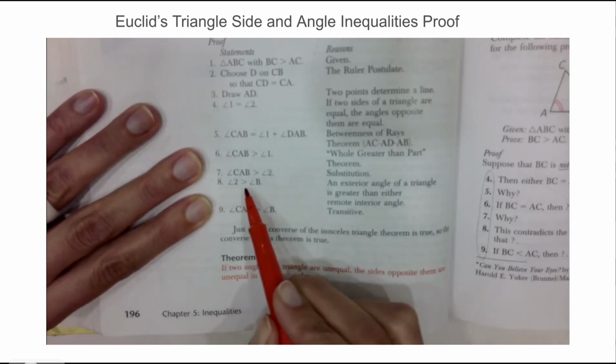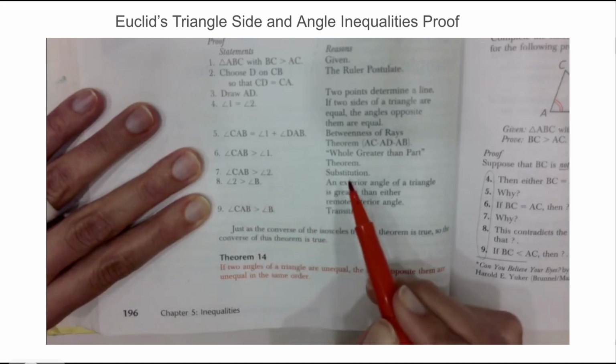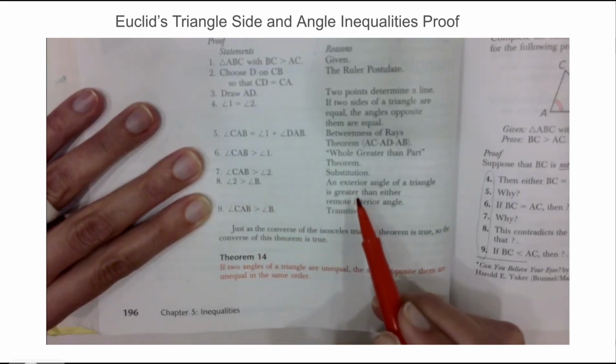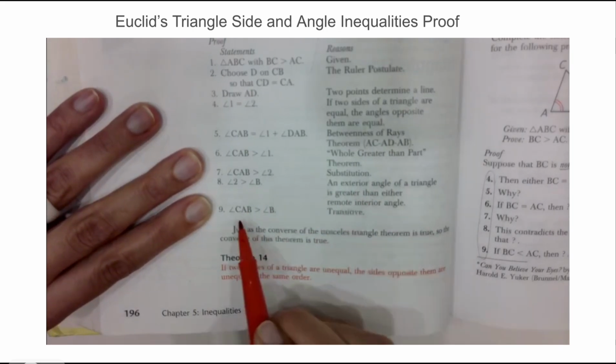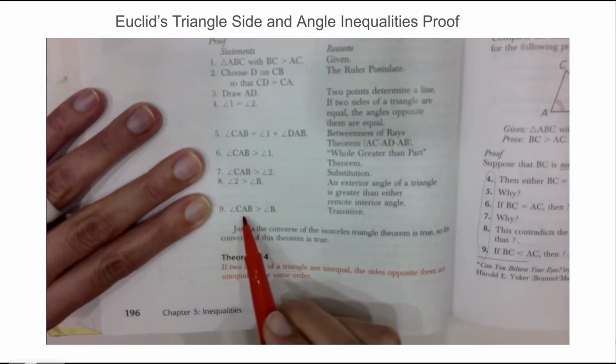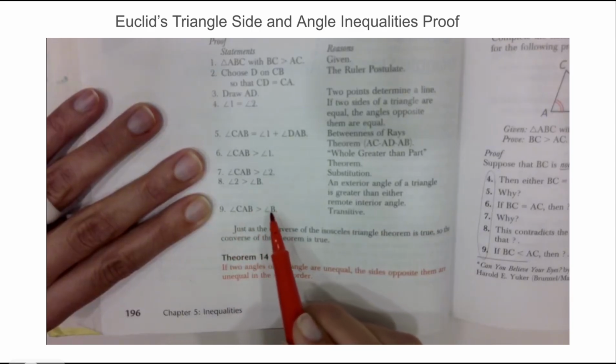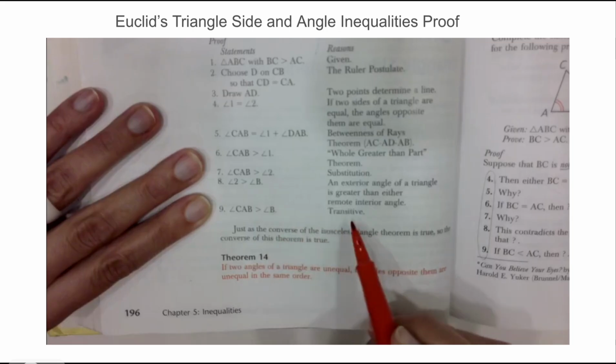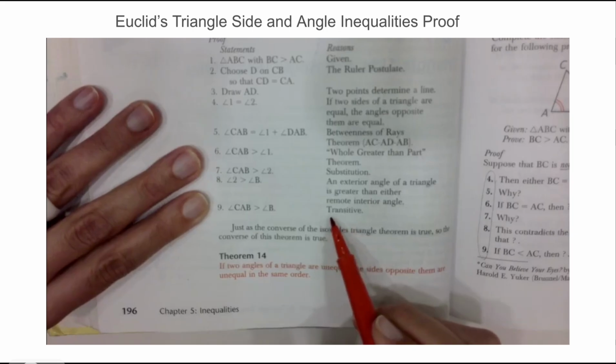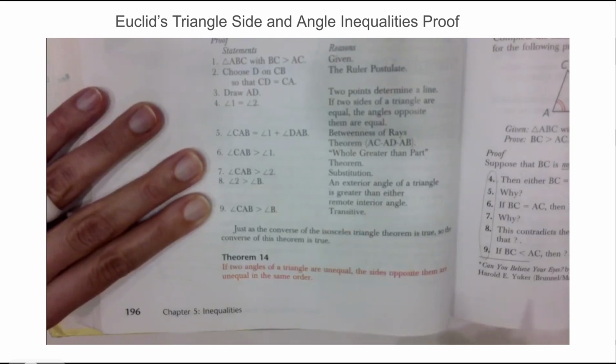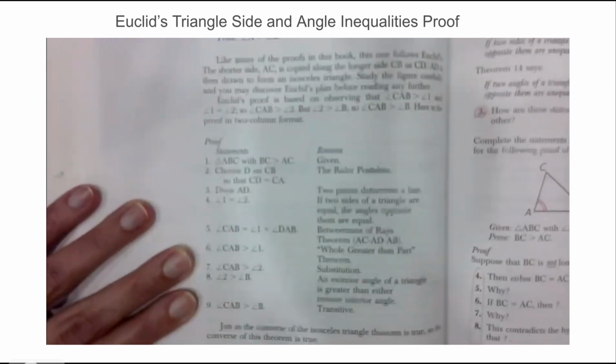Angle 2 is greater than angle B, because of the sides and the angle relationships. And so lastly, angle CAB is greater than angle B. And we know this because of the transitive property. If this, then that, and then we have our conclusion. That's the transitive property. So this is the explanation of Euclid's proof.